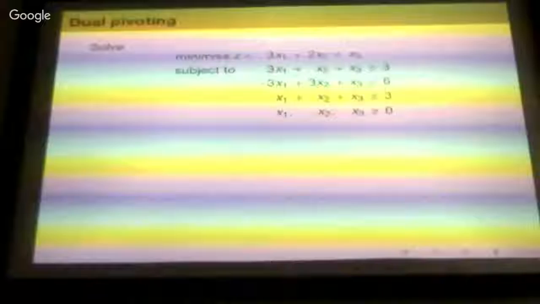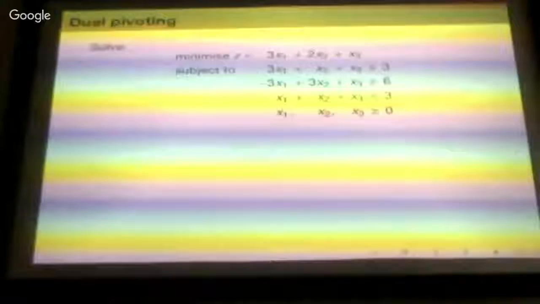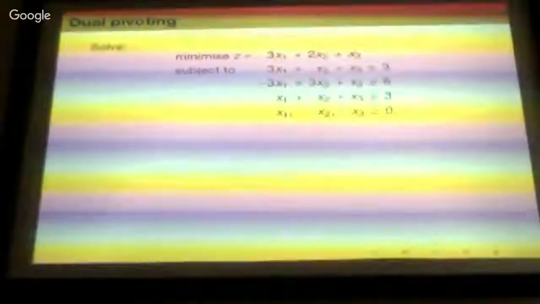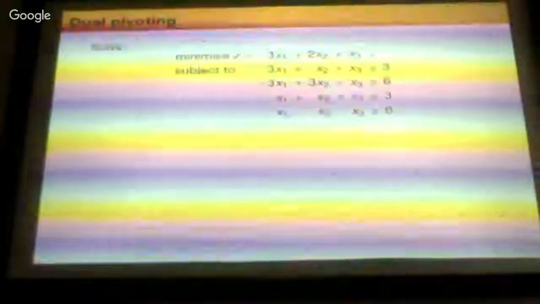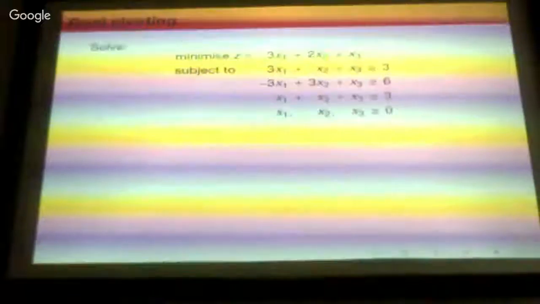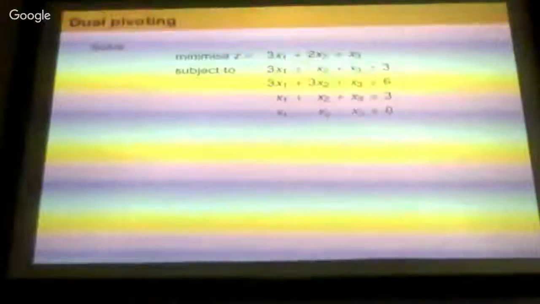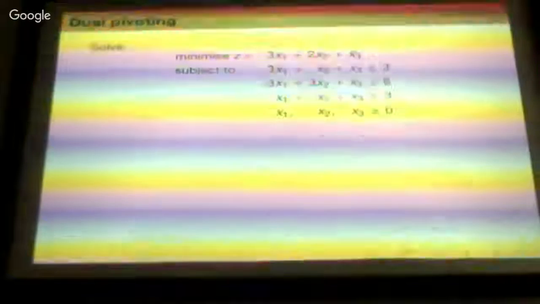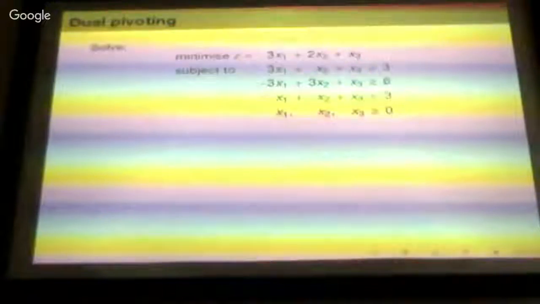Oh, don't some of them have slacks and some of them have artificials? Yes. So you'd add the artificials in the first two constraints? Yeah, because that means it's artificial. Yes, that's quite right. And the third one doesn't need any artificial. Okay.